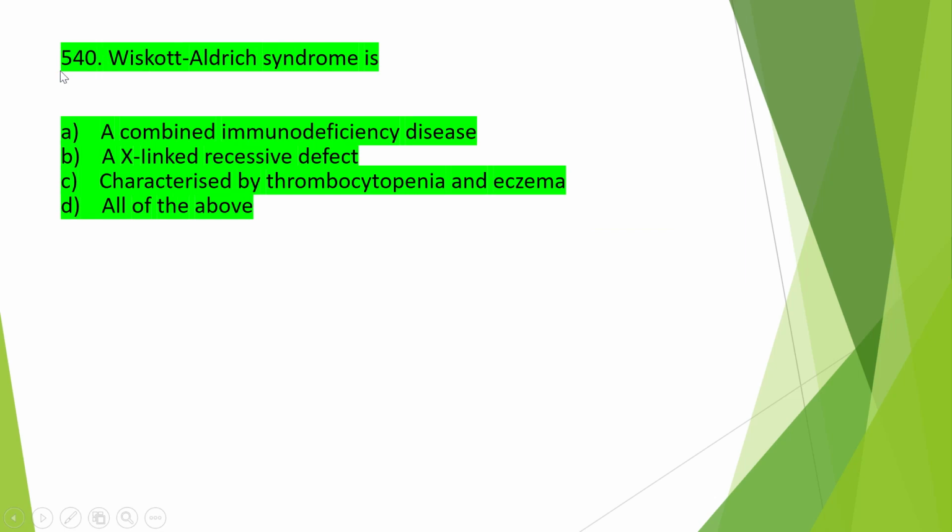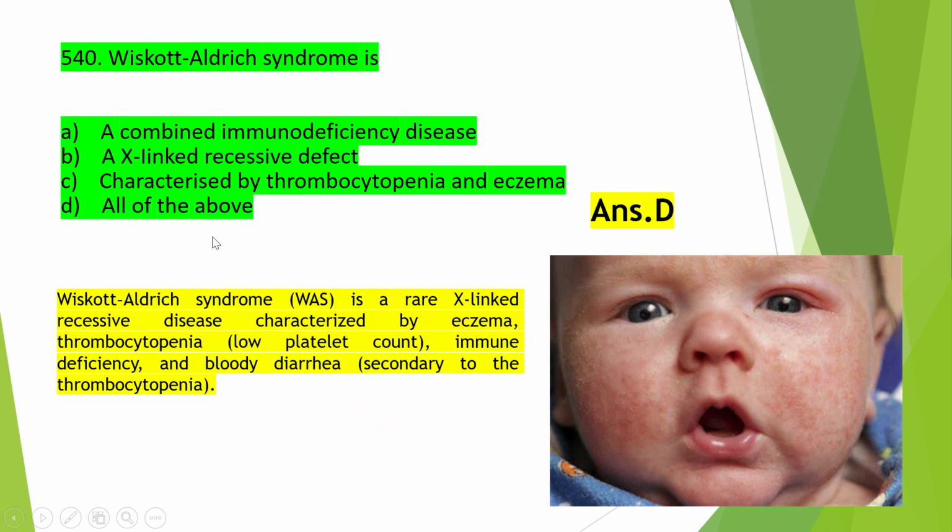Okay, so next is question number 540. So Wiskott-Aldrich syndrome is option A a combined immunodeficiency disease, or option B X-linked recessive defect, or option C characterized by thrombocytopenia and eczema, or option D all of the above. So the right one is option D, that is all of the above are related to Wiskott-Aldrich syndrome. So Wiskott-Aldrich syndrome is a rare X-linked recessive disorder characterized by eczema, thrombocytopenia, immune deficiency, and bloody diarrhea.